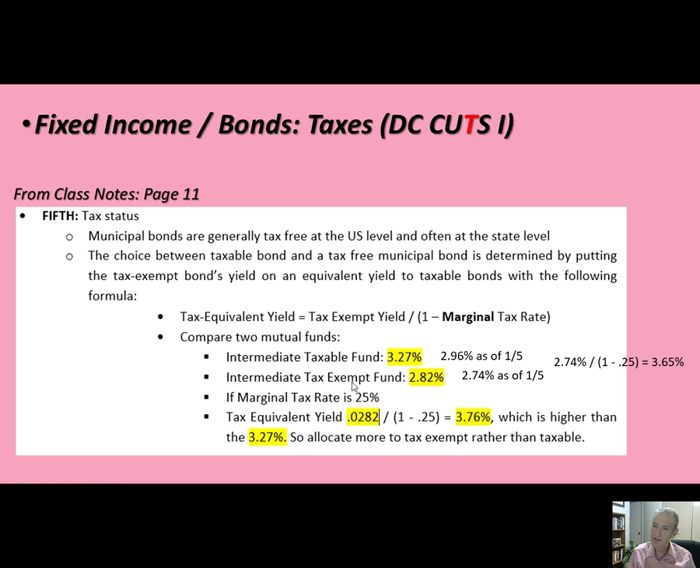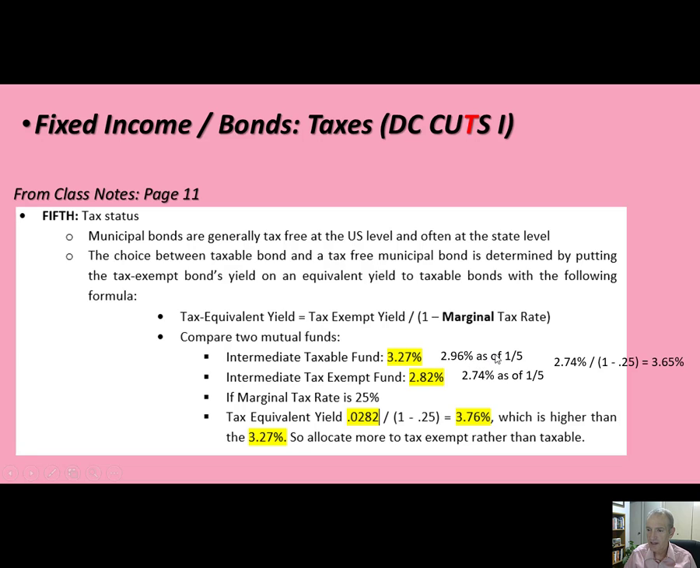Now that's assuming they're the same duration and same credit quality. If one was long-term and one is short-term, that may not work, right? Because you've got to make sure they're both intermediate. You want to make sure they're both about the same credit quality. So that's what I did here. These two mutual funds are very, very similar.